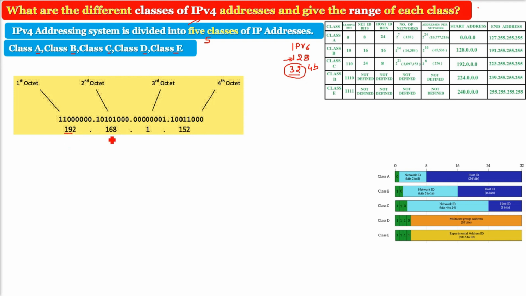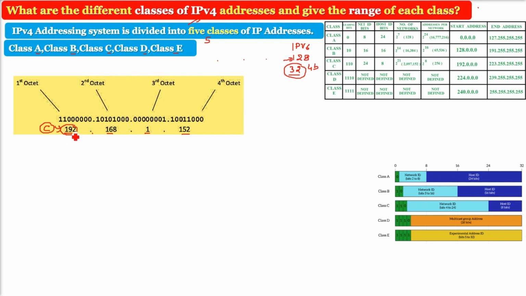Now let us take an example. We have a number 192.168.1.152. This is a proper IPv4 address. Now this is a class C address. After we complete the discussion, you will realize why it falls in class C. Because this is dotted decimal, there are 3 dots and 4 numbers, as I indicated, from 0 to 255.